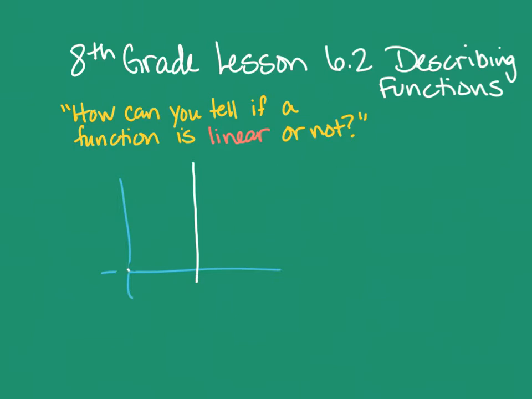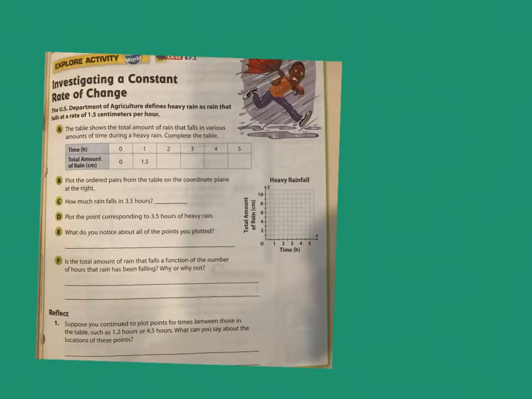So the only time it's not a linear function is when the line, let me rephrase that. The only time you don't have a linear function when you have a line showing is if the line is vertical. Okay, so with that short summary for this lesson, let's go ahead and take a look at the explore activity that they gave for us.